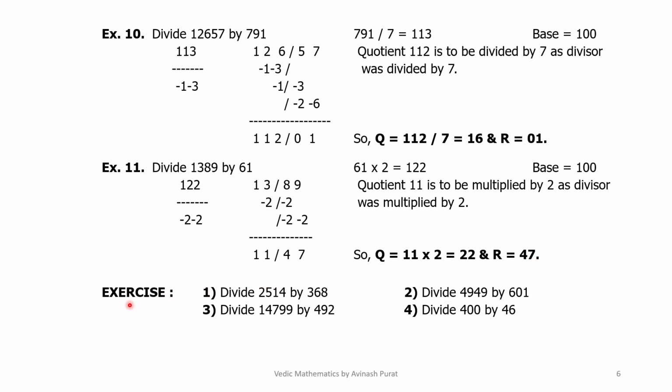Now exercise. 1, divide 2514 by 368. Second, divide 9 by 601. Third, divide 14799 by 492. And fourth, divide 400 by 446.